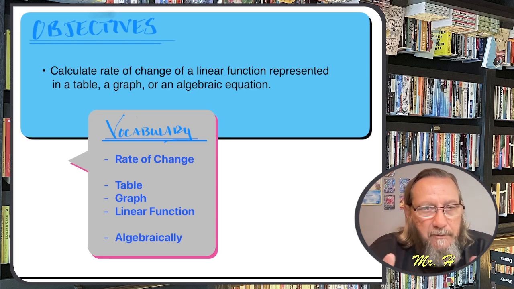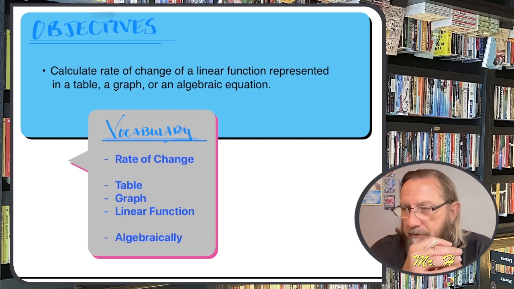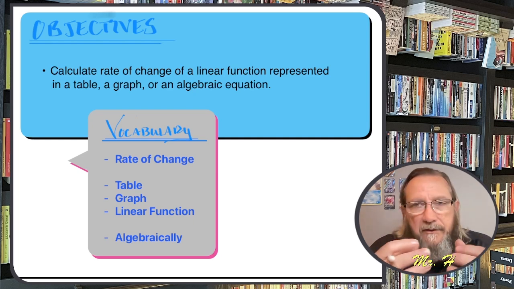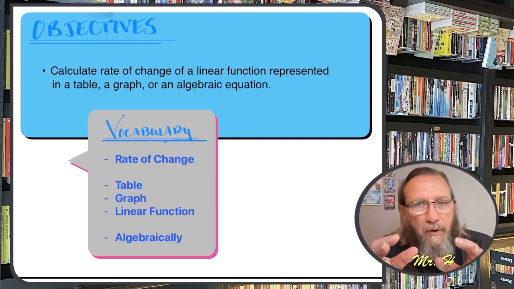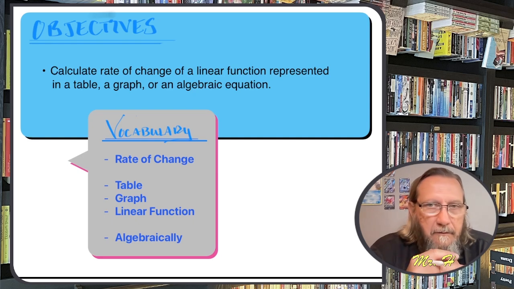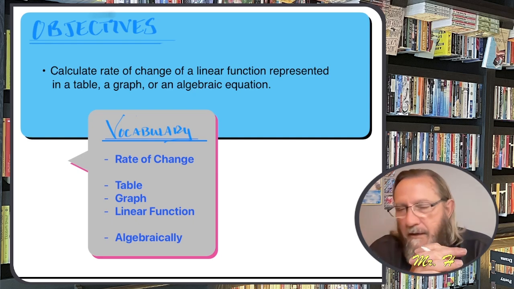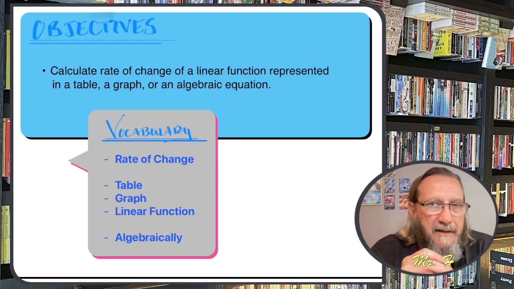We had some vocabulary that we looked at. We talked about the rate of change. We talked about the graph, the table, and the linear function. And we also talked about that fancy word algebraically, what that is referencing when we use that in a mathematical context. So let's dive right in and take a look at the kinds of problems we worked so that you can practice on that skill.